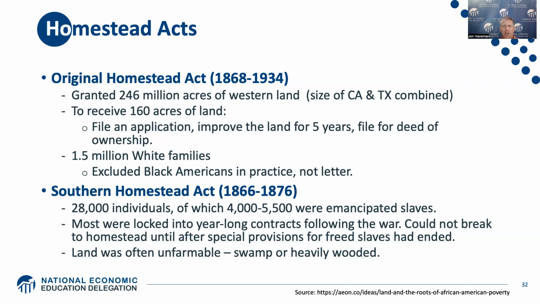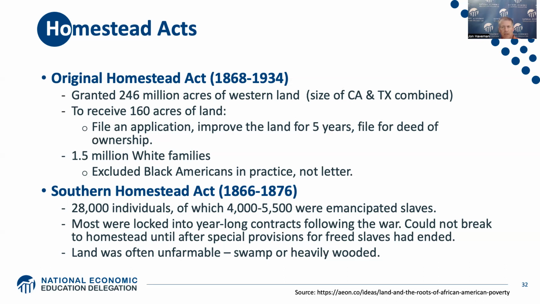So the vast majority of Black Americans at the time did not know how to navigate this system and did not view this as a program that was available to them. So the vast majority of 246 million acres of Western land went to white Americans. There was a Southern Homestead Act. I'm not sure if this was designed to combat that a little bit, but it did grant land to about 28,000 individuals, some 4,000 to 5,000 of whom were emancipated slaves, right?